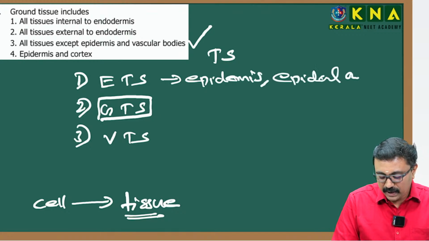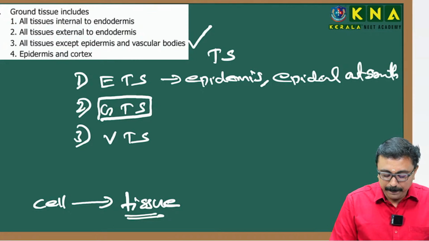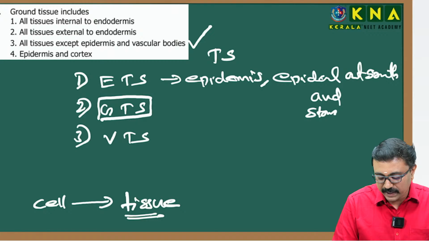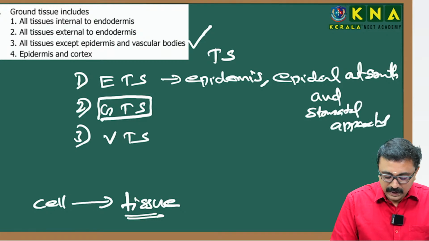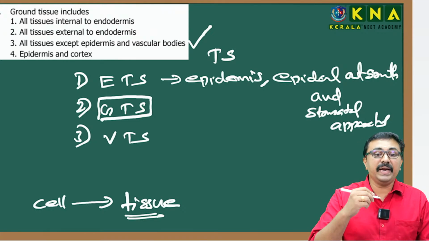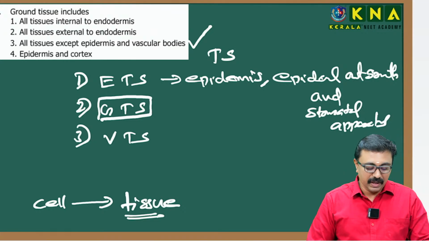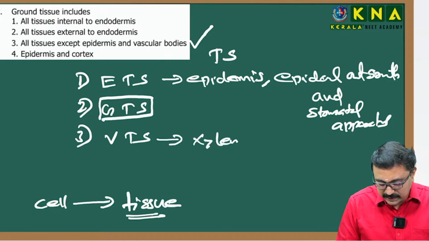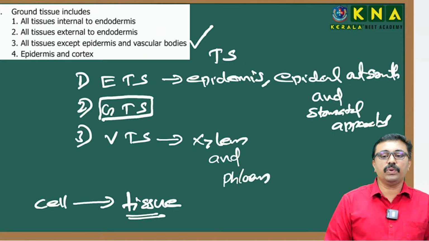epidermal outgrowth, then there is the stomatal apparatus. They contribute to the epidermal tissue system. And in the vascular tissue system, you all know that there is xylem and phloem. They make up the vascular tissue system.